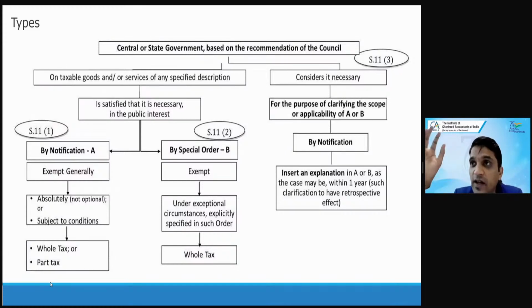If you do it within 1 year from the date of the original notification or the order, then the explanation you insert will have a retrospective effect, which means it will apply from the original notification date itself. But if you insert any explanation after 1 year, then it will not have retrospective implication. It will be effective from the date you issue this notification.